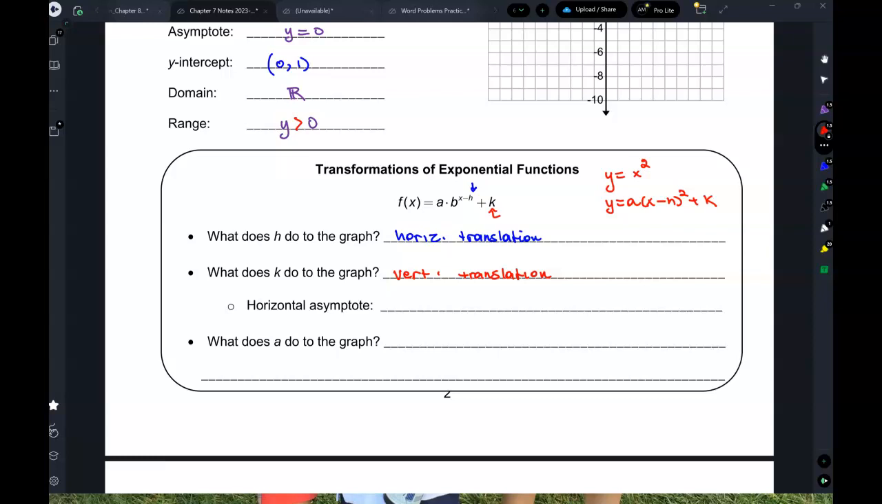Okay. Now, vertical translation. So k moves the graph up or down. When the graph moves up or down, everything associated with the graph also moves up or down. That means the asymptote moves up and down along with the graph. So when we have a plus or minus k, the horizontal asymptote is going to be y equals k. That's how it changes. So that's when it's no longer y equals 0. It's y equals 4.